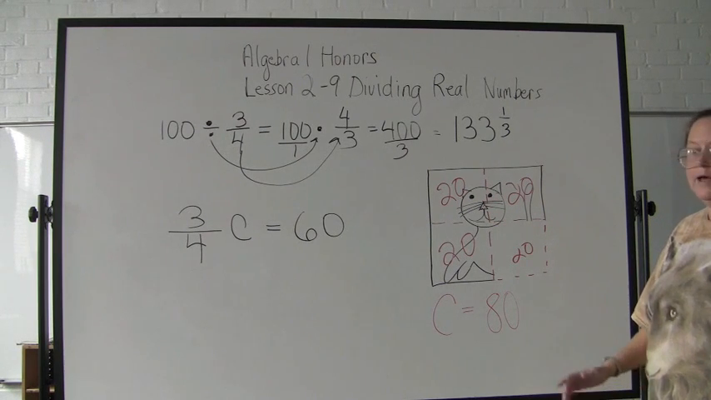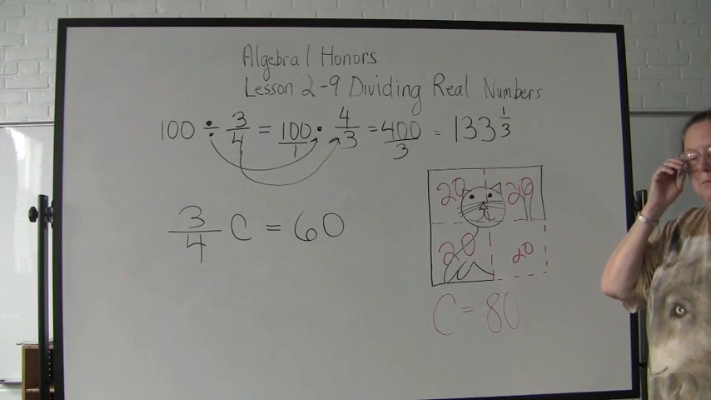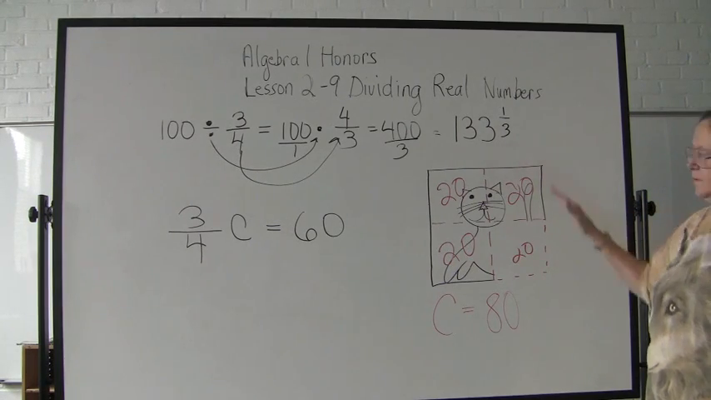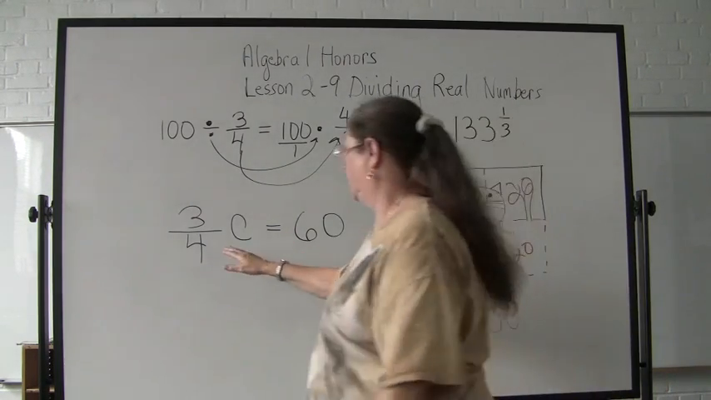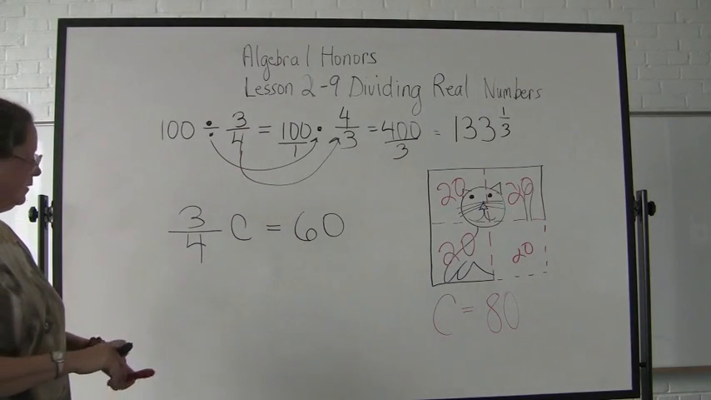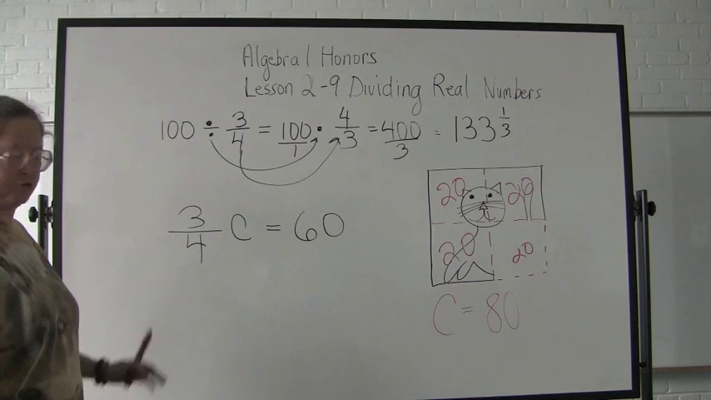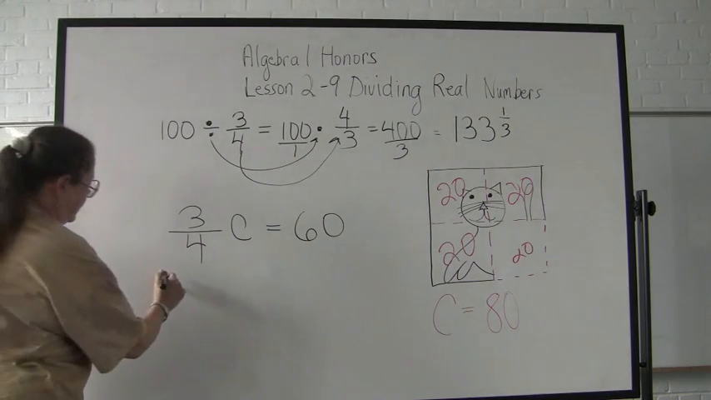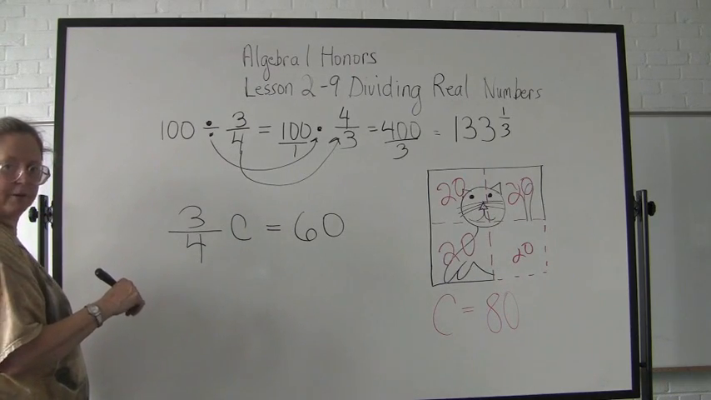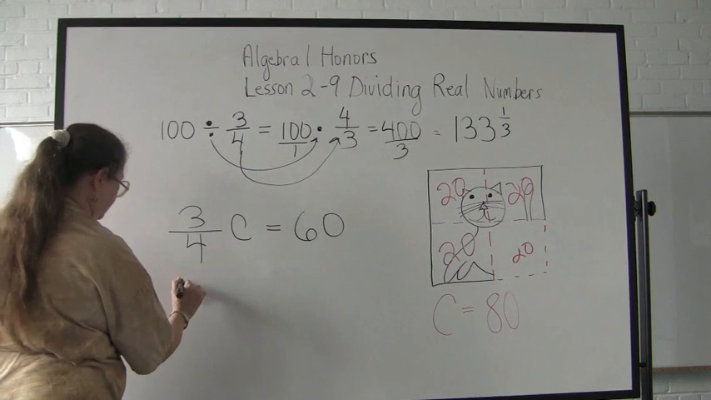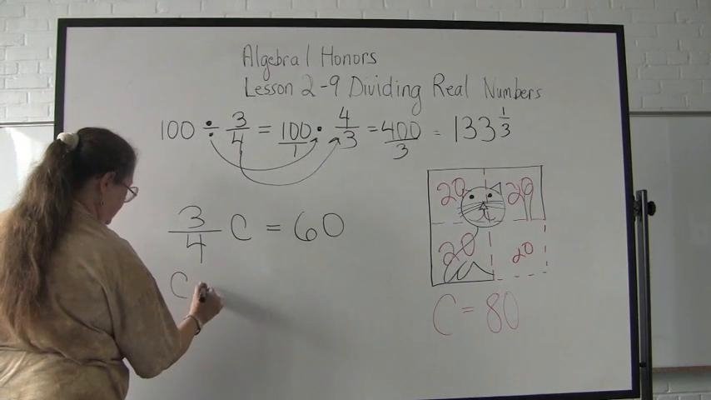Now, let's try doing this problem using the idea that we just learned. This is really a multiply. 3/4 sitting next to the letter C means to multiply. That's one of the 8 million ways they show multiplication in algebra. And from the commutative property, we know that we can switch these two. So we've got C.